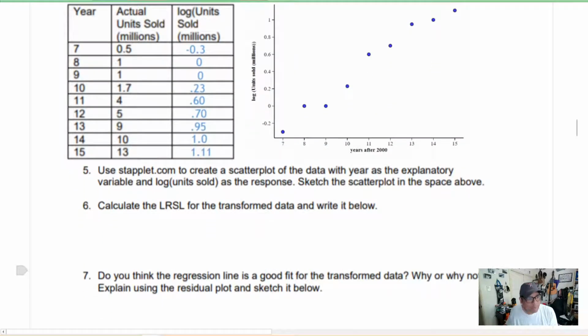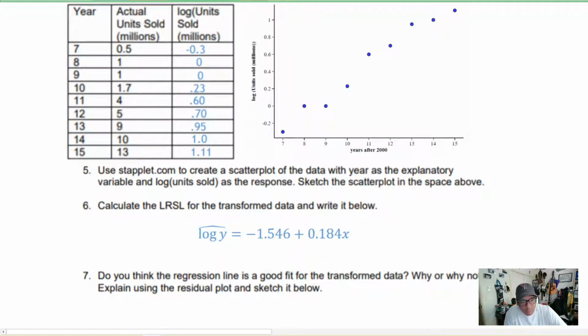Okay, we're now going to calculate the least squares regression line for the transformed data. So again, we're going to use the year and the log of the number of units sold, and we're going to calculate the least squares regression line. We're not going to actually show you how to do that. If you don't remember, make sure you refer back to the previous videos.